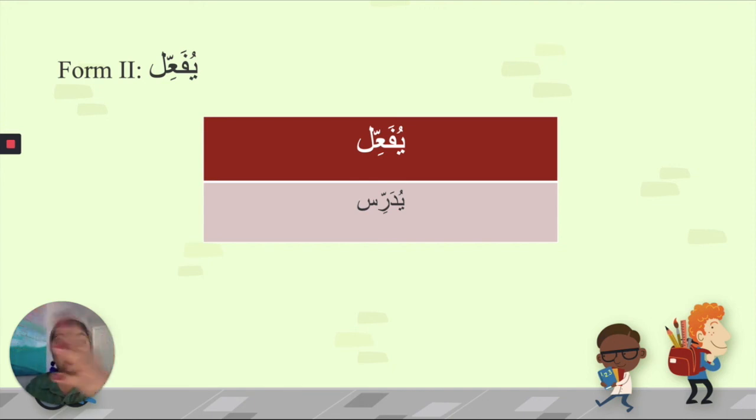Form 2, all the rest of the forms are easy because there's not multiple versions within that form. It is what it is. Form 1 is the only one that has 3 variations. Okay. Yufa'il. Again, it's in the huwa form because it has a ya. Then you have fa, ayn, lam. Those are your 3 root letters. And you have a fatha, and the second letter has a shadda with the kasra. So we have yudarris.